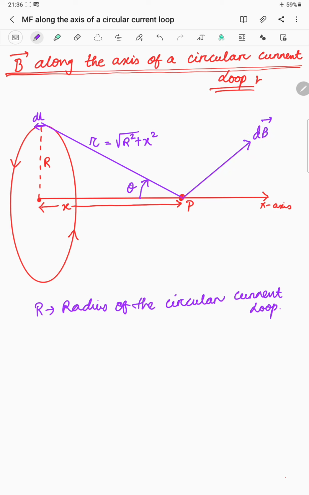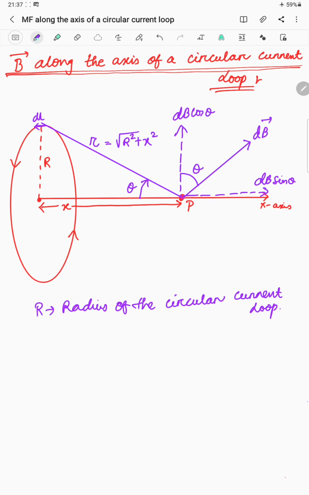Now this dB vector can be resolved into two components, in this direction and along this direction also. It is quite obvious, if this angle is theta, this angle has to be theta. So this will be dB cos theta, and this will be your dB sin theta.